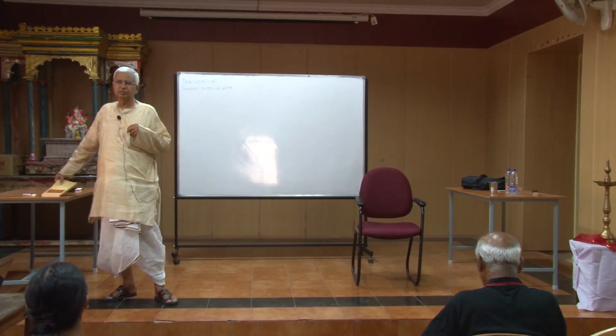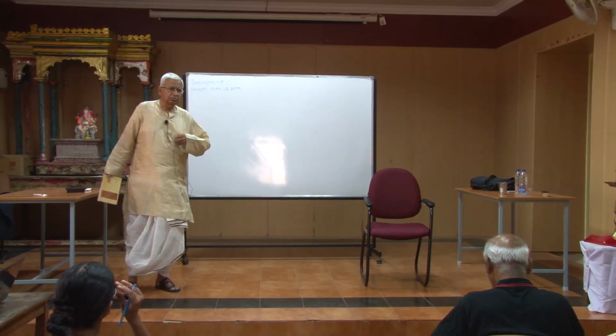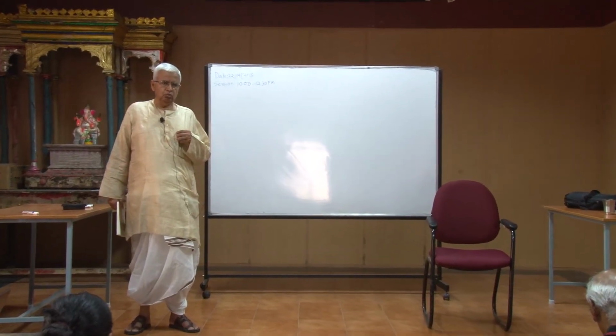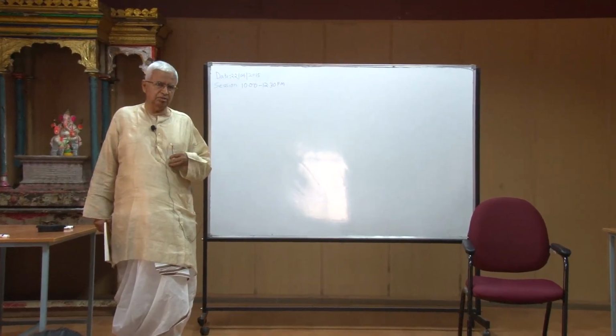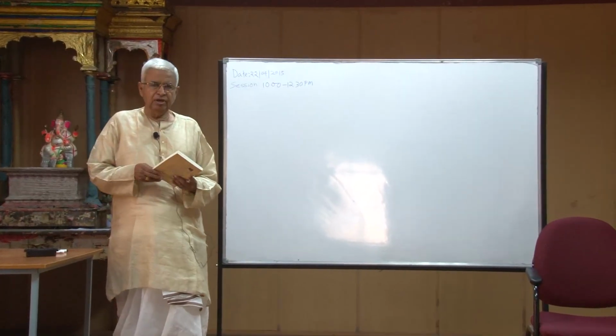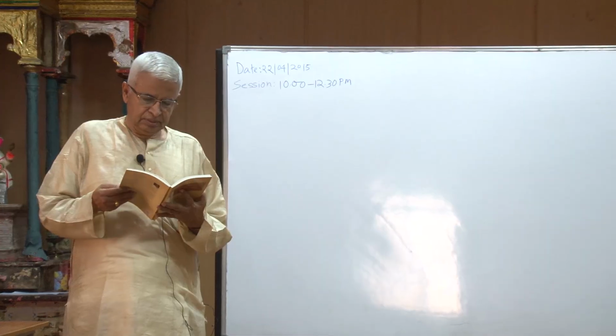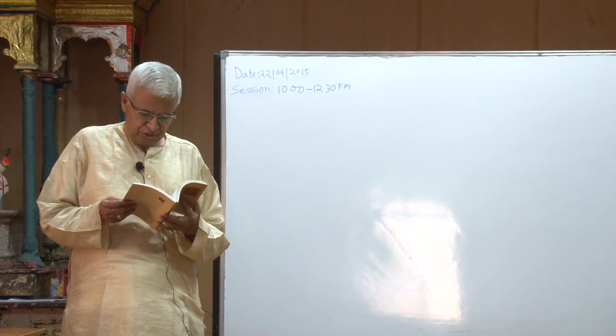So Prama is of how many types? 4 types. Pratyaksha Prama, Anumiti Prama, Upamiti Prama and Shabda Prama. So we have completed Anumiti Prama. Now we will go to Upamiti Prama.